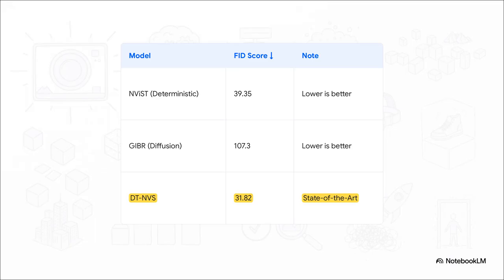Okay, let's look at the numbers. This is from a real-world video dataset called MVImgNet. The score we care about here is the FID score. All you need to know is that it measures how realistic the final image looks, and a lower score is better. As you can see, DT-NVS comes in at 31.82. That's not just a little better, it soundly beats the competition, including another big diffusion model. This is, without a doubt, the new state of the art.